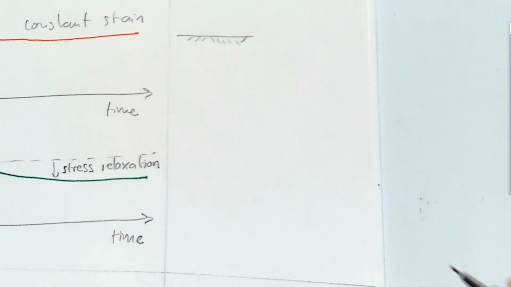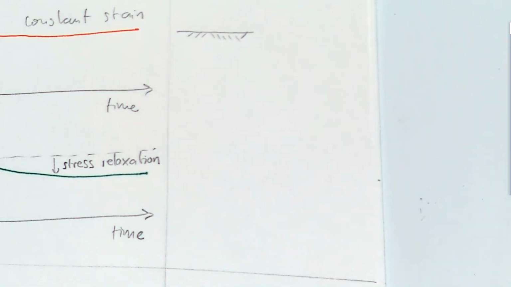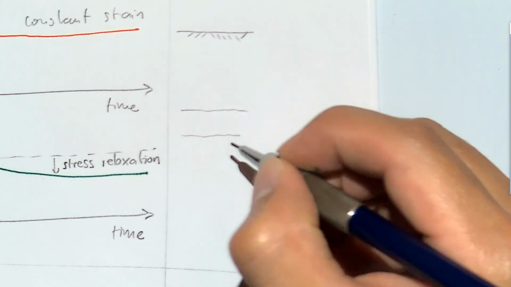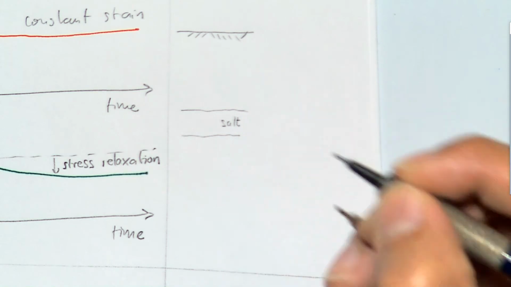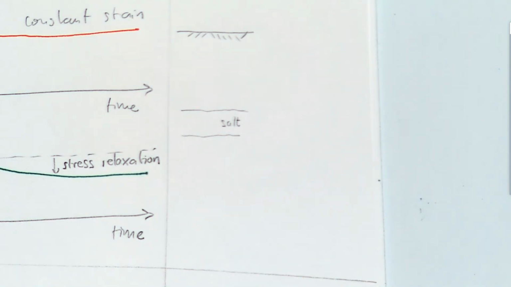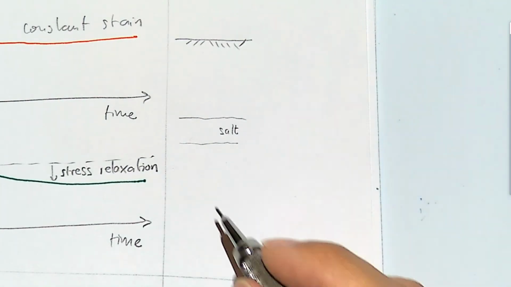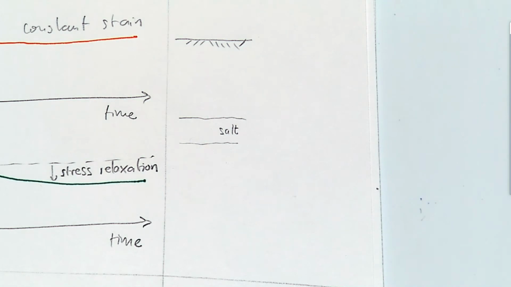Let's say that you drill, or you are trying to measure stress in a formation. Not all rocks, but well, no, all rocks are viscoelastic. Some of them are more or less viscoelastic. Salt is going to be one of the most sensitive rocks to viscoelasticity.